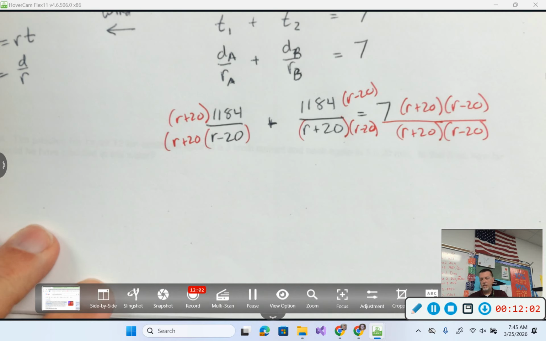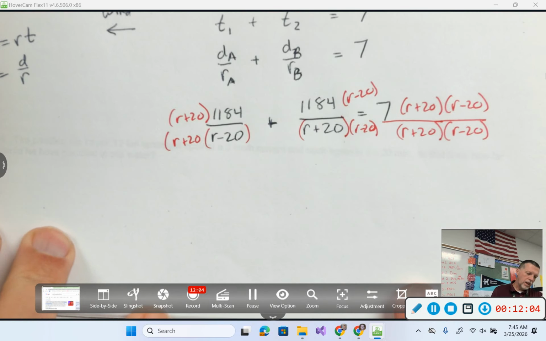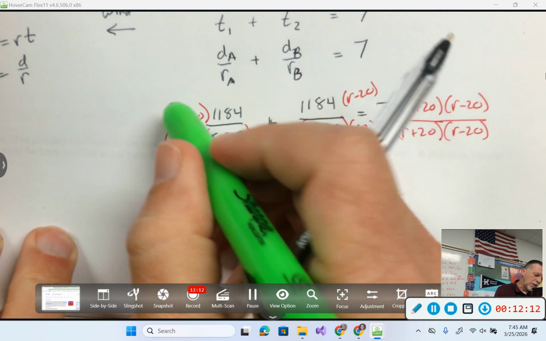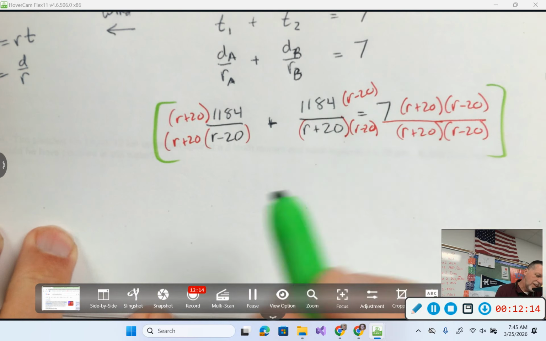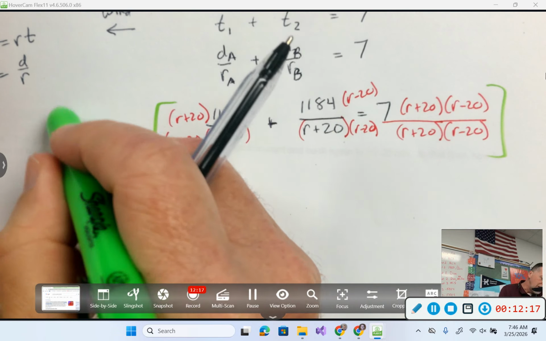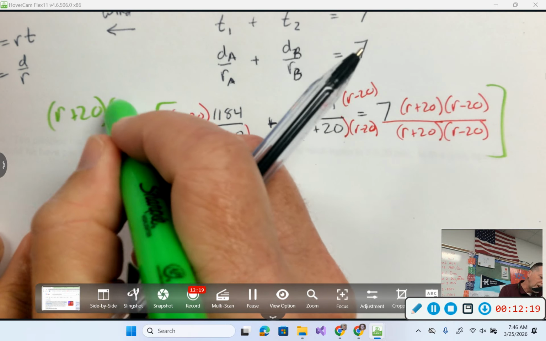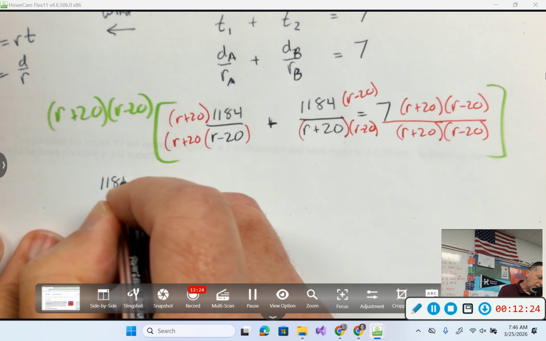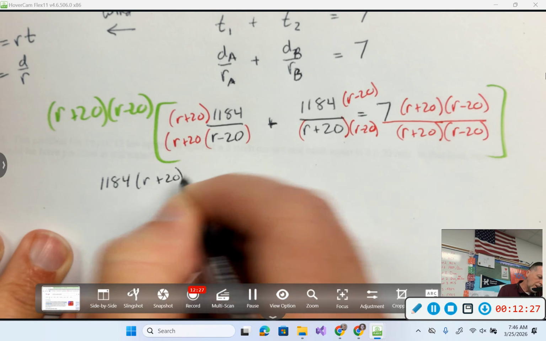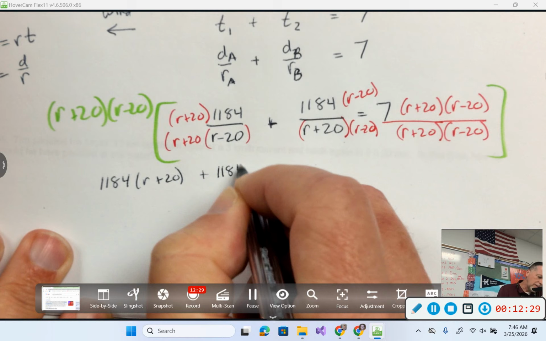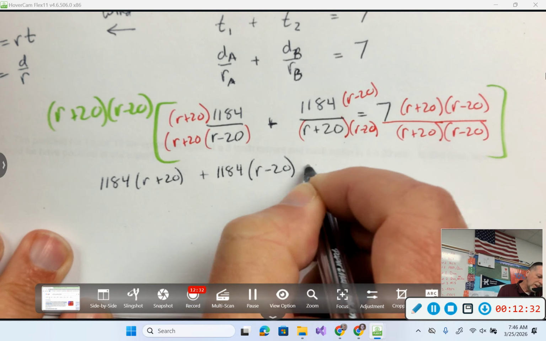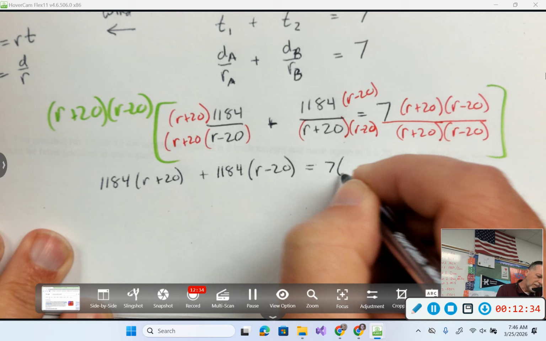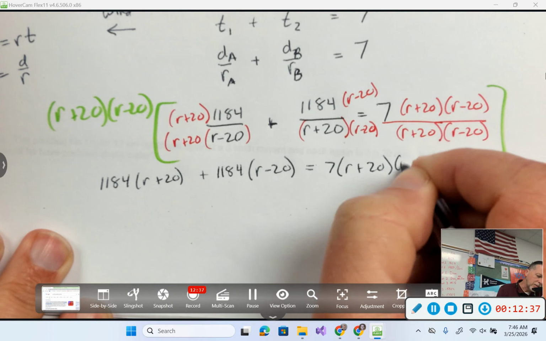Alright, this is going to need a calculator here pretty quick. What am I going to do next? The next step is the good step. Yeah, multiply by the denominators. So this is the step that looks awful, but it's in preparation of the step that looks great. 1184 times R plus 20 plus 1184 times R minus 20 equals 7 times R plus 20 times R minus 20.